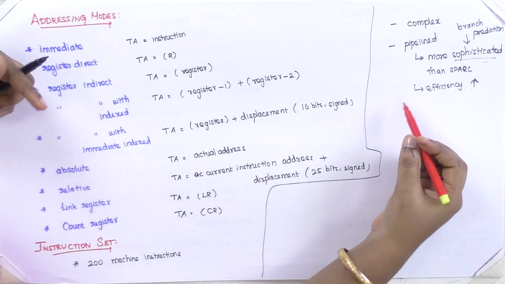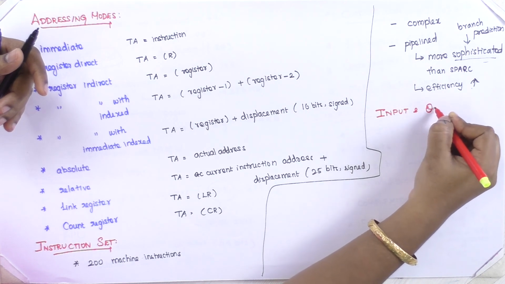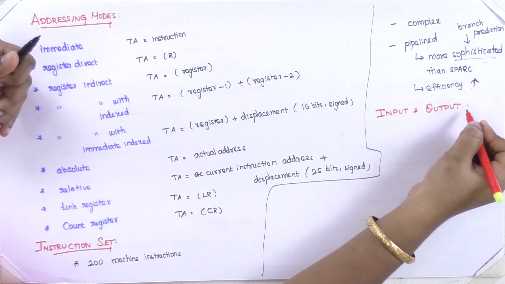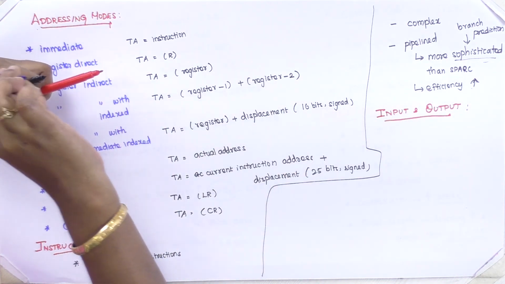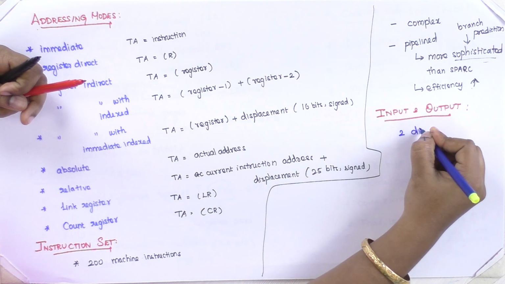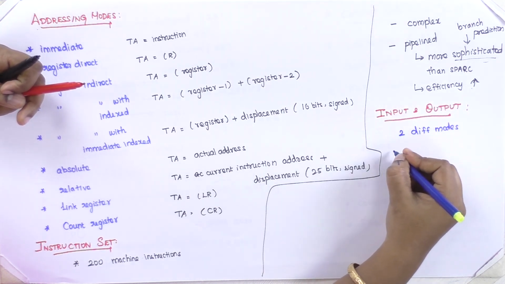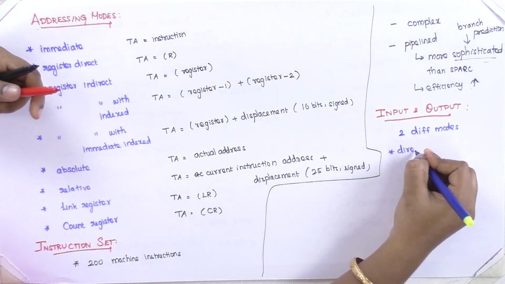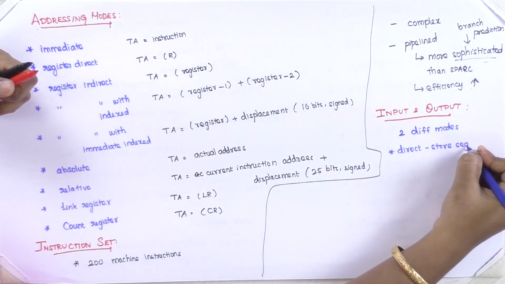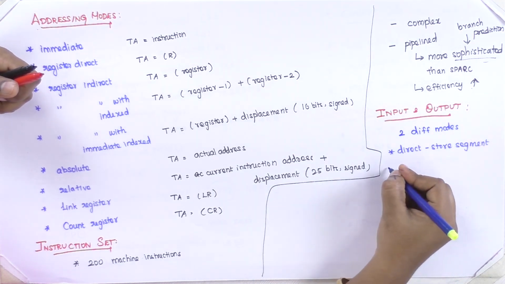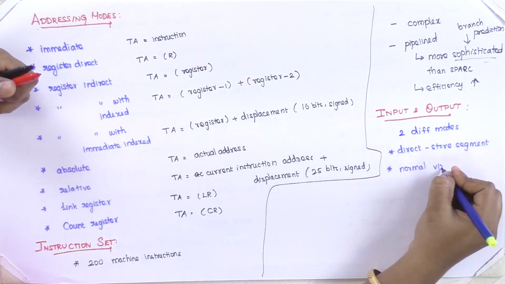So finally, the last hardware feature is input and output, I/O. For performing I/O, we are using two different modes. One mode is direct store segment, and another mode is normal virtual memory access.